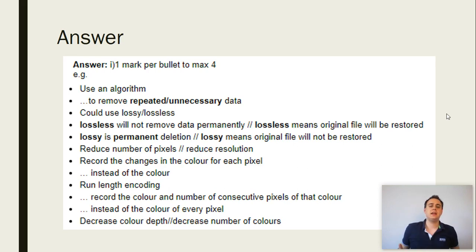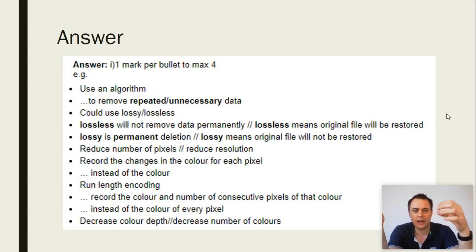So basically, the trick is, guys, give an overview. Say use an algorithm to remove unnecessary repeated data. An example of this could be lossy or lossless. Lossless will not remove data permanently. Lossy is permanent deletion, and then go through some examples of each one. That's where you'll get the 4 marks. And throughout these next 2 years, you really need to be explaining your answers in detail and depth.